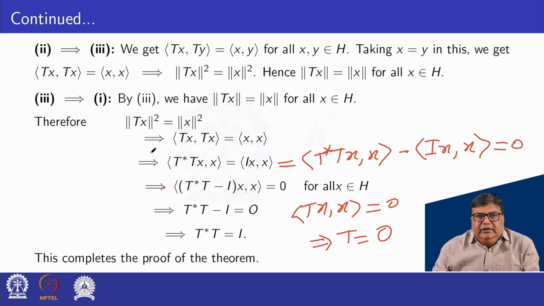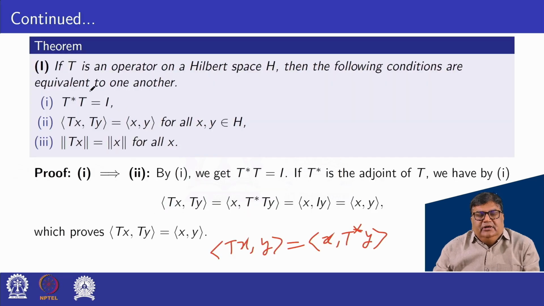So here the operator is T star T minus I, and these x and x under the inner product give 0. So T star T minus I is the 0 operator, that is, T star T minus I equals O. So this is the 0 operator. Hence we can write T star T is equal to I. Hence the first condition is also proved. Hence we can say that all these three conditions are equivalent.